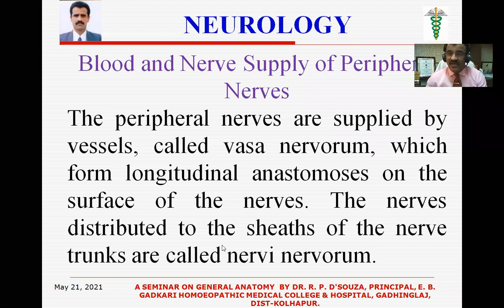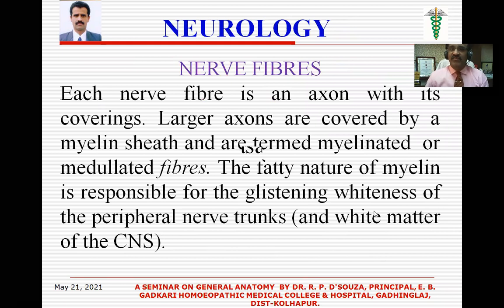So nervi nervorum means nerve which supplies the nerve, and vasa vasorum means vessel which supplies the vessel, and vasa nervorum means vessel which supplies the nerves. So try to understand these Latin words: nervi nervorum, vasa vasorum, vasa nervorum. Okay. Now each nerve fiber is an axon with its covering.